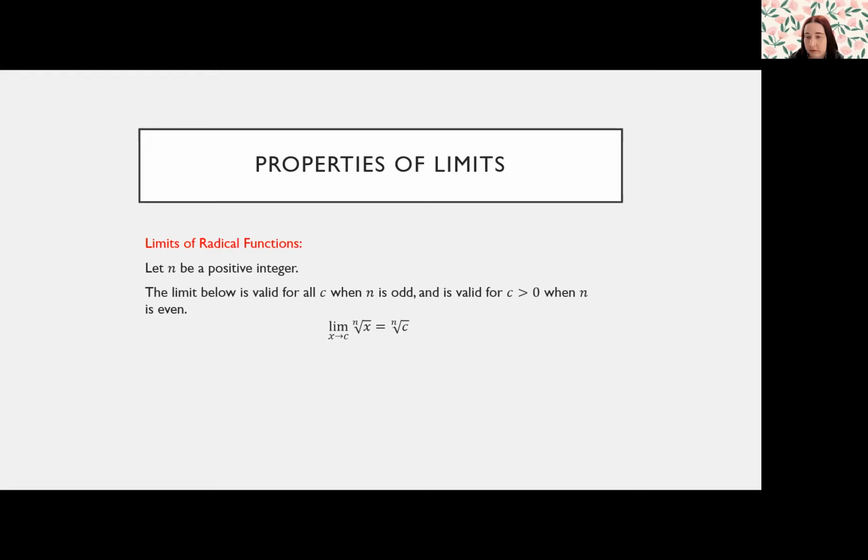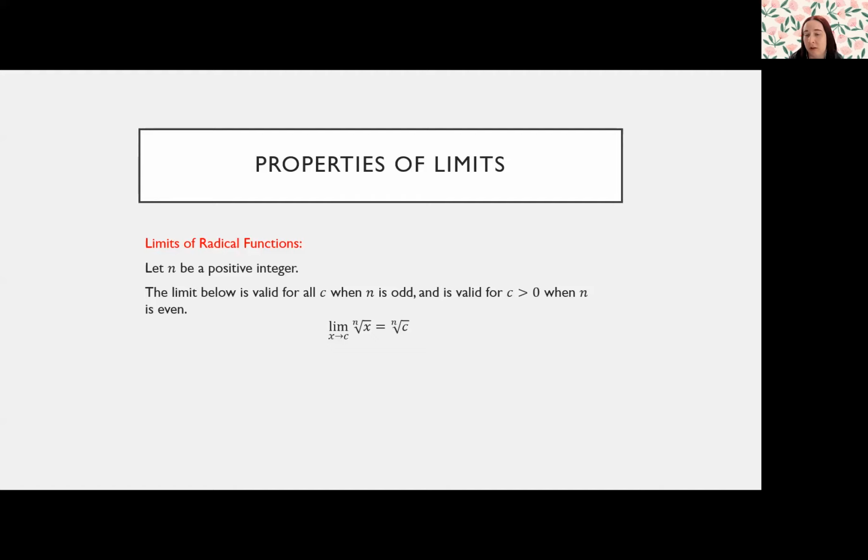For radicals, it's really nice. You can just plug in your number. That's the nice thing about all of these, is that limits behave kind of as you would expect them to behave. You can just plug in your number and evaluate the function. And as long as you're not plugging in numbers that cause problems, you're okay.